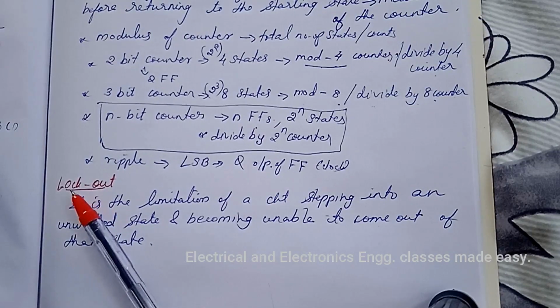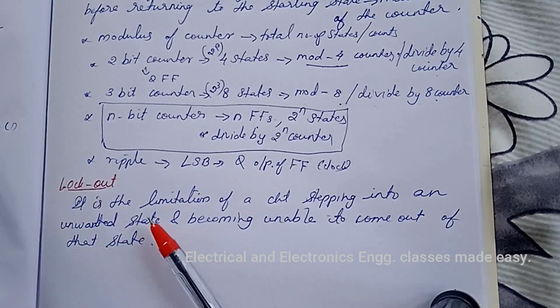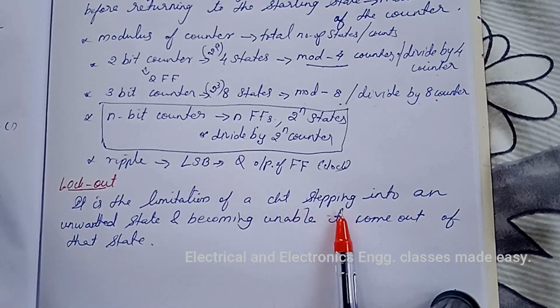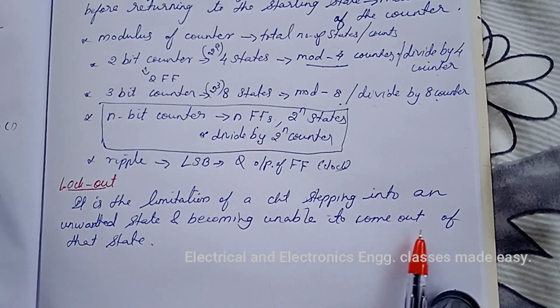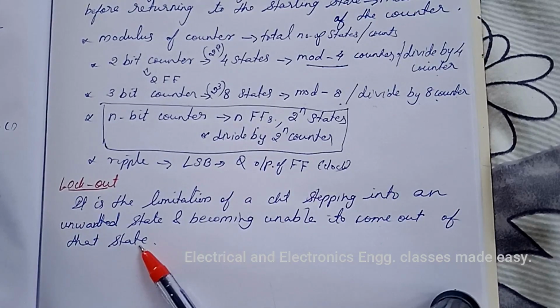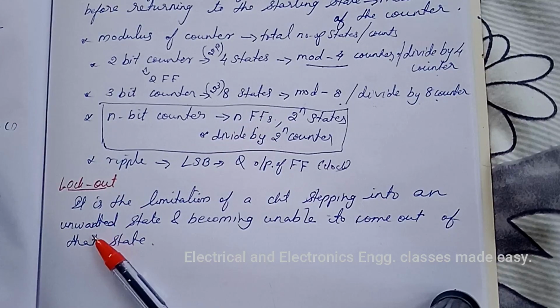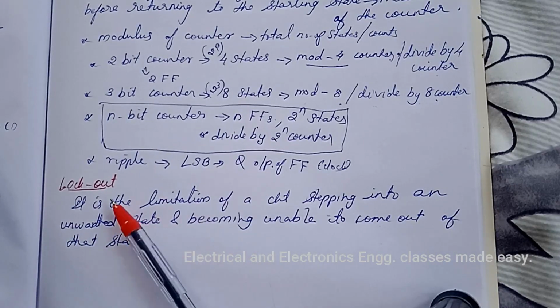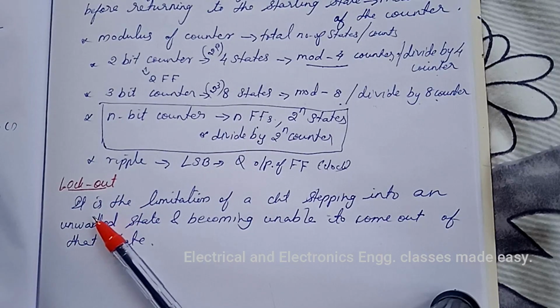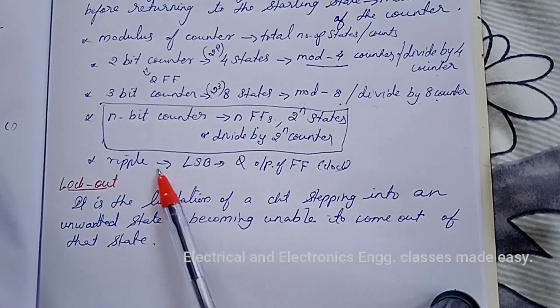And there may be one problem in the case of counters, that is called lockout. It is the limitation of a circuit stepping into an unwanted state and becoming unable to come out of that state. And this happens in the case of counters. So that counter becomes useless in this case. So a counter whose unused states have this feature is said to suffer from the problem of lockout.